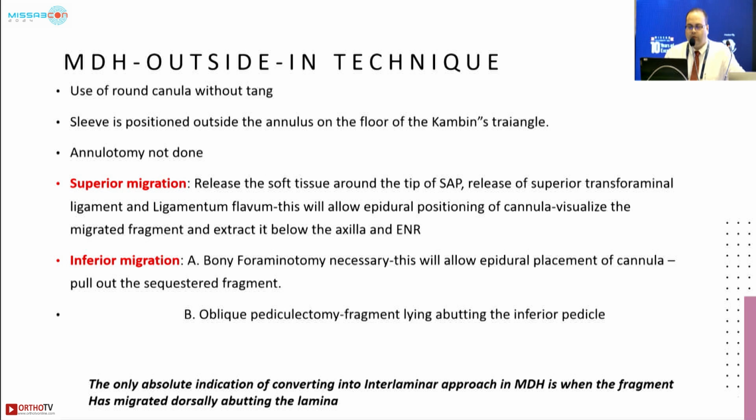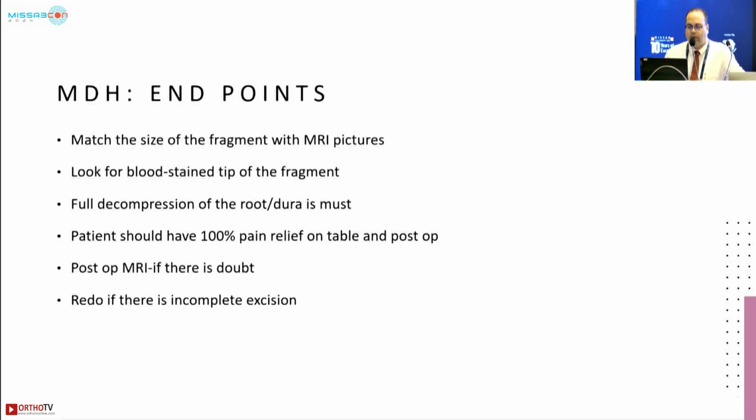If it is an inferior migration, then we have to do either a bony foraminotomy or a foraminoplasty, or we might need to do an oblique pediculectomy if it is a far downward migration by drilling the medial wall of the pedicle as well. The only absolute indication of converting an interlaminar surgery into a transforaminal surgery is a highly dorsally migrated disc fragment.